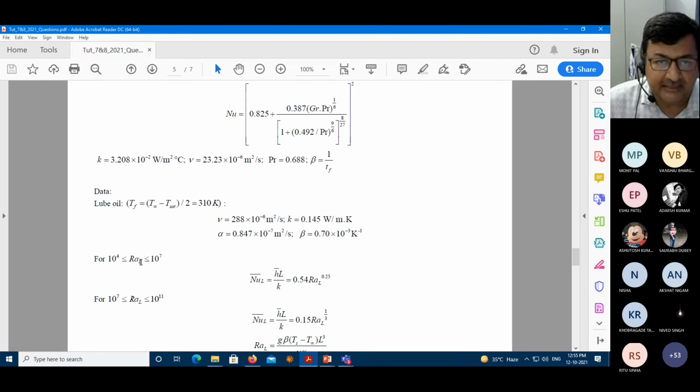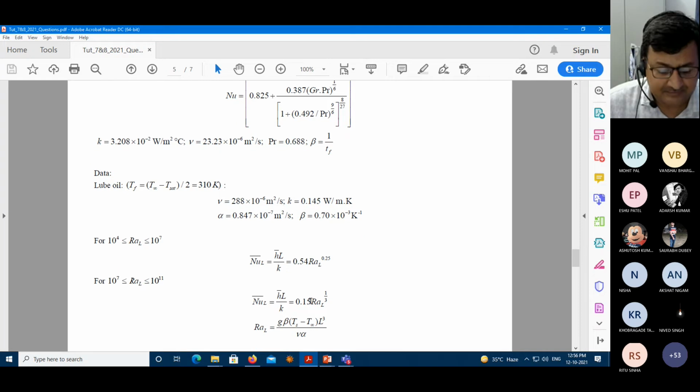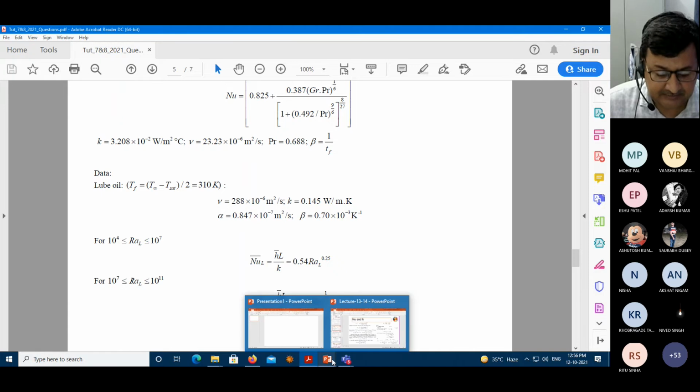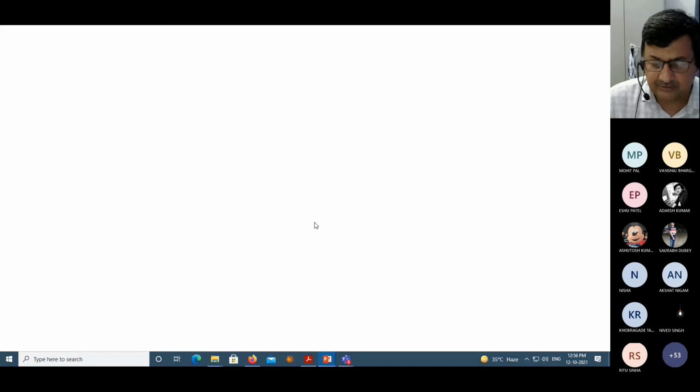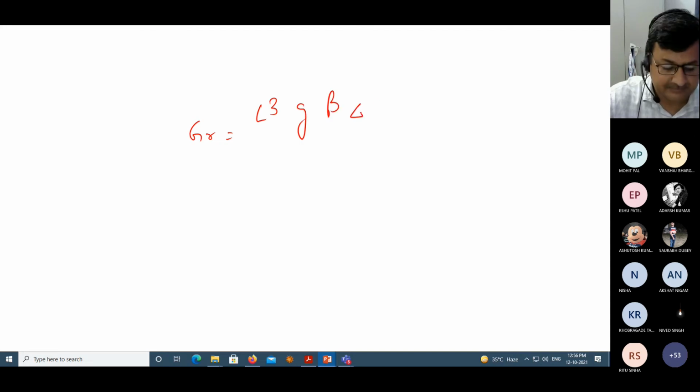And the Rayleigh number decides whether it is laminar or turbulent, and then the correlation changes based on that. Okay. So typically the Grashof number is calculated as, if I write down the equation, Gr will be equal to L cubed g beta delta T divided by nu squared.